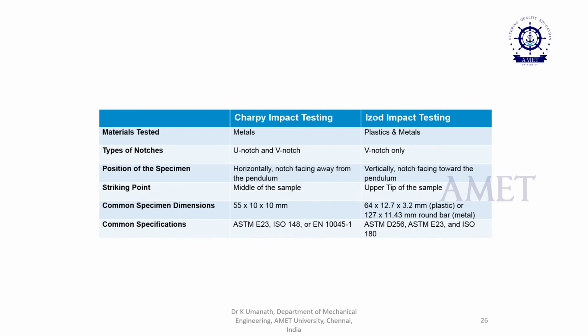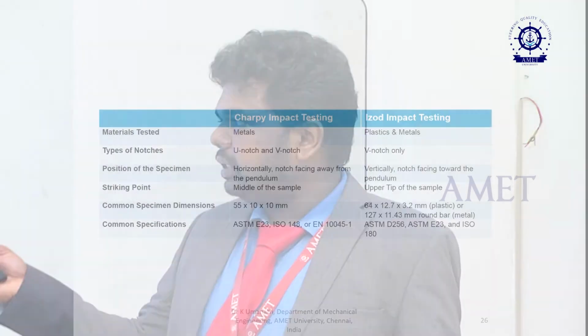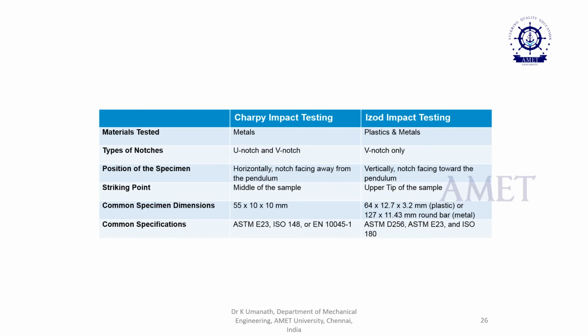Of these two machines, Charpy impact testing and Izod impact testing, we normally use Charpy for all kinds of metals. Izod you can use for plastic and other materials. Normally we use a V notch, or sometimes a U notch, in the Charpy testing. In Izod impact testing you should use only a V notch. The specimen of the Charpy test is horizontal, and the specimen of the Izod test is vertical.